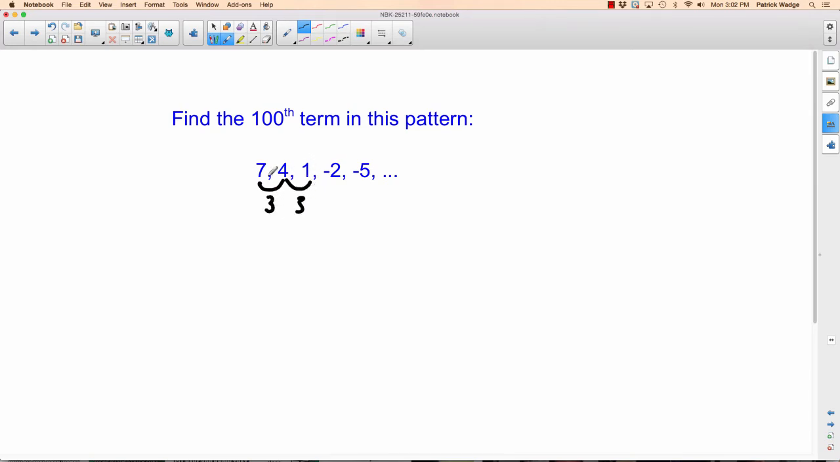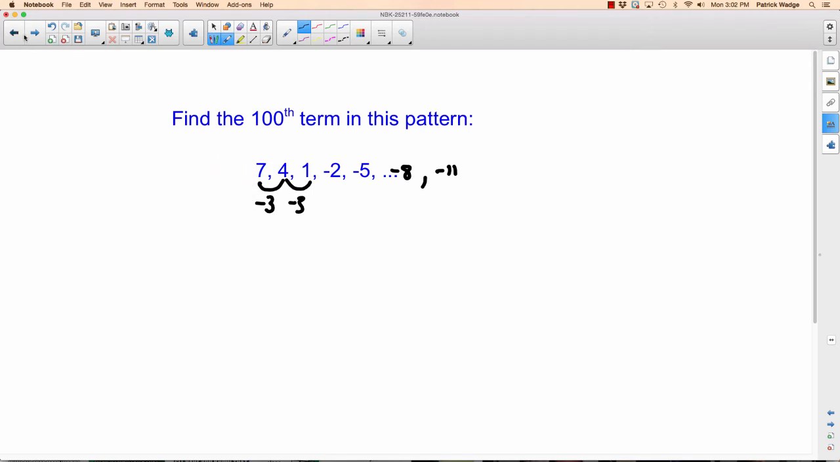But be careful. Don't just put 3, because it's not going up by 3, it's going down by 3. It's negative 3, it's take away 3, it's adding negative 3 if you want. Whatever you want, but this is going negative 3, negative 3, negative 3. So what would the next term be? Well, you take away another 3 and you'd be at negative 8. You take another 3, you get negative 11. But I don't want to do this 100 times. So let's come up with our formula.